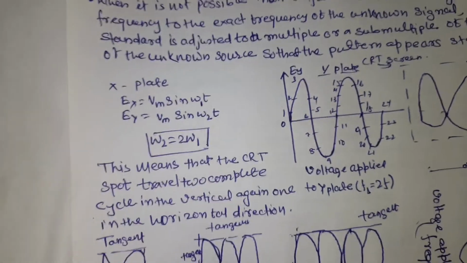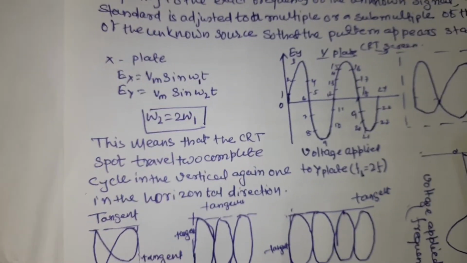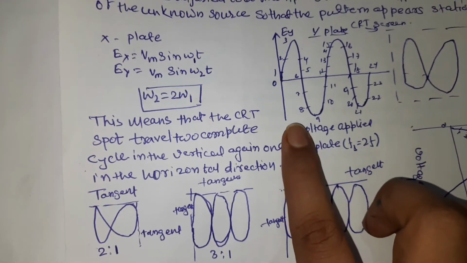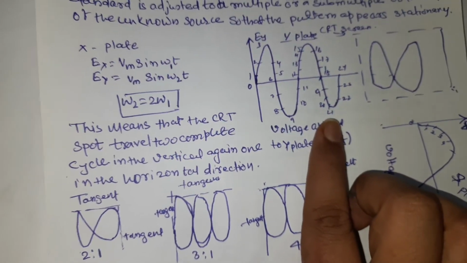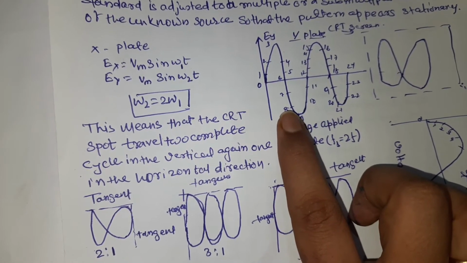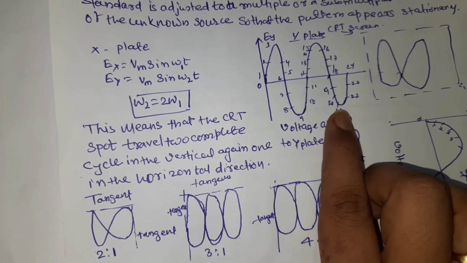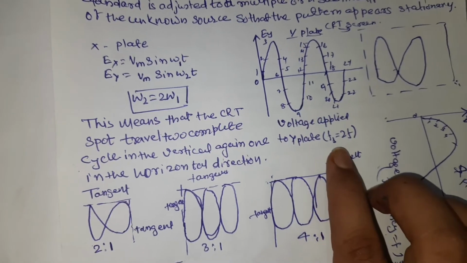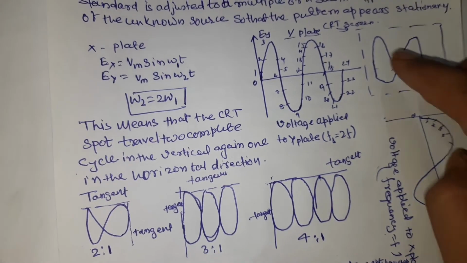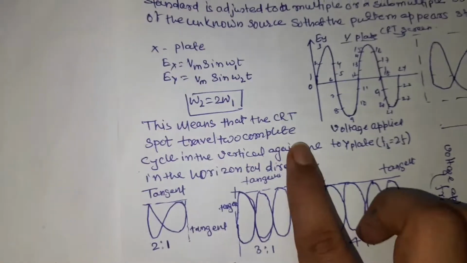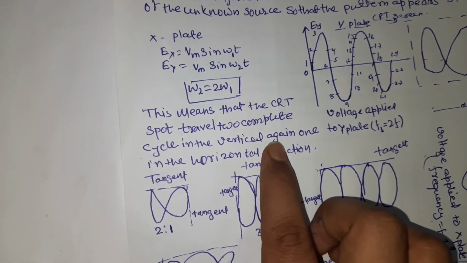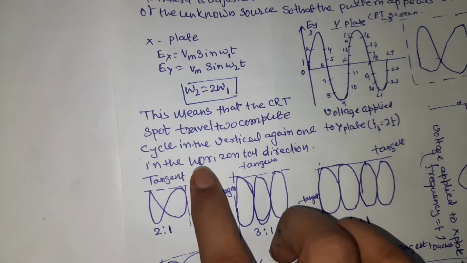So that means if the voltage applied to the y plate has a frequency 2 times the voltage applied to the x plate, then the CRO spot travels a complete cycle vertically against one in the horizontal line.